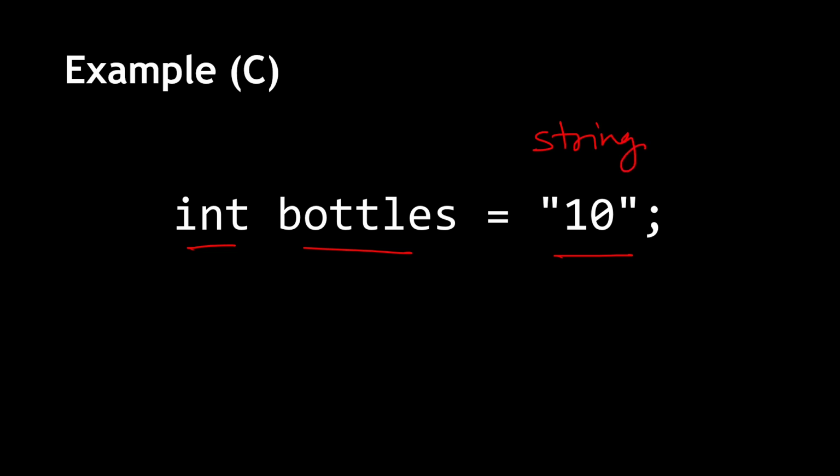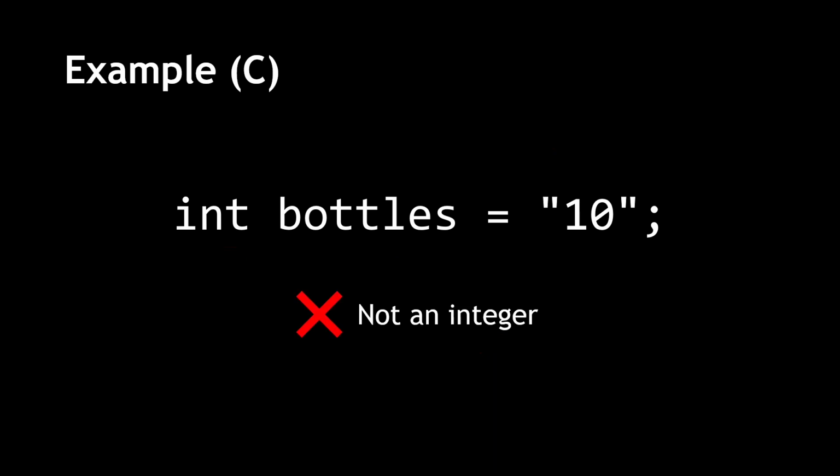We will discuss strings in a separate lesson, but for the time being, note that the string 10 is not equal to the integer 10. Thus, here we are trying to assign a non-integer value to an integer variable. This is not acceptable because there's a type mismatch. As a result, this is not a valid initialization.